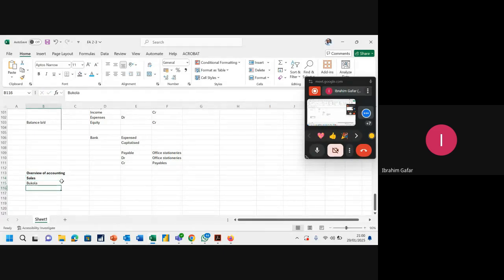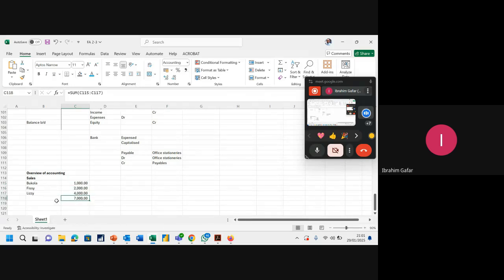So they sell for Bukola, they sell for Fizi, they sell for Lizzie. Okay, let's say these three people, right? Now, let's say they sold 1,000. Let's say they sold 2,000. Let's say they sold 4,000. Now, when they add up all this money, this is their sales. So they are recording the transaction here for now.